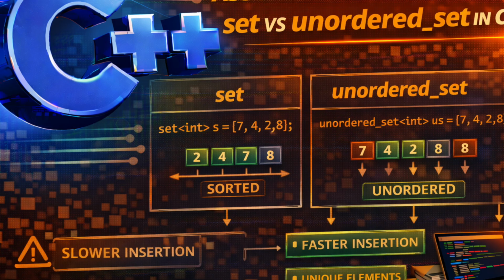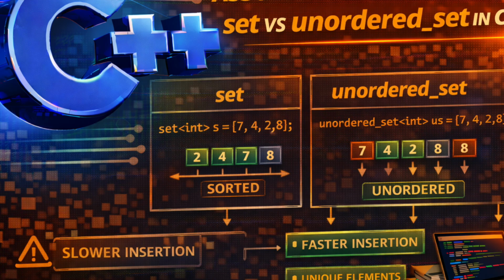Uniqueness. That is the essential rule. A set is a collection of elements where every single element must be distinct. No duplicates allowed. None. If you have the number 5 in your set and you try to insert 5 again, the operation just fails silently. It's a perfect mechanism for enforcing that uniqueness.